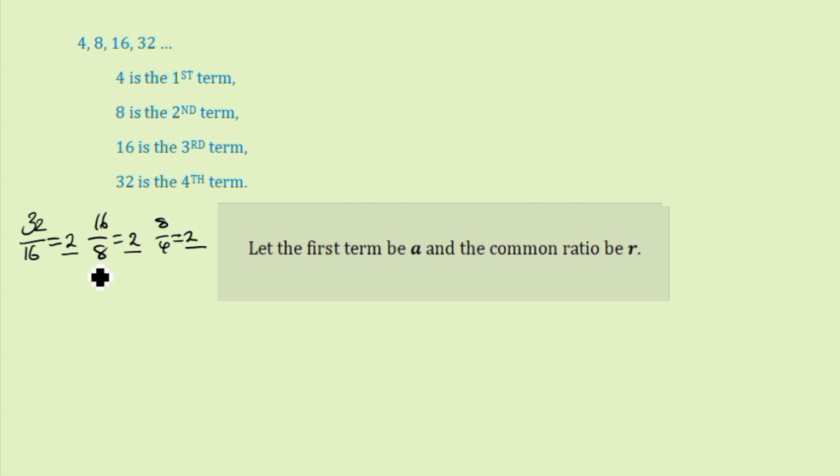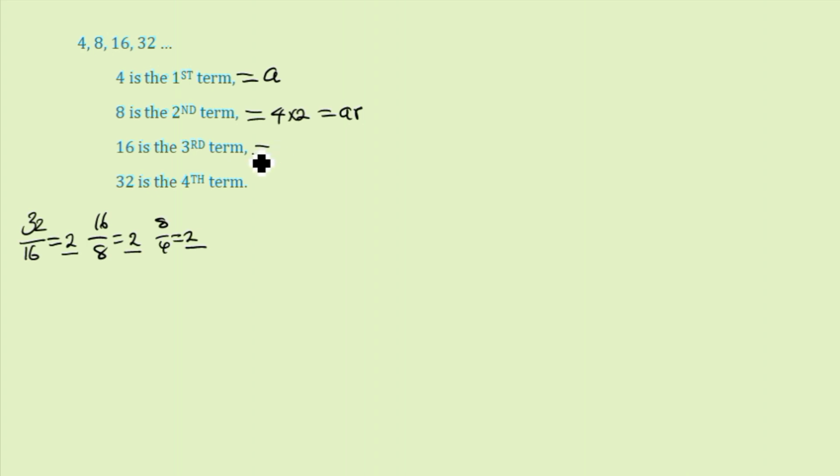Let the first term be denoted by A and common ratio be R, so that the first term here, which is 4, equals A. Now the second term is 8, and 8 is the same as 4 times 2, which is the same as A times R. The third term is 16, and in terms of A and R, this is the same as 4 times 4. And 4 here is the same as 2 times 2, which is 2 squared.